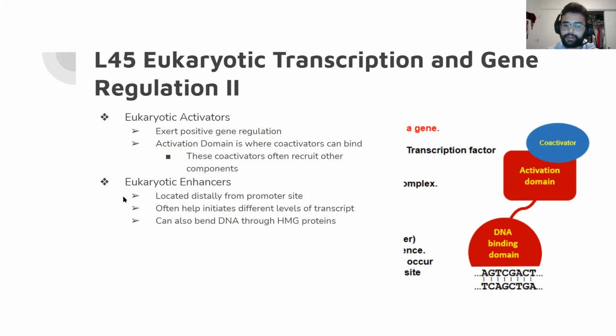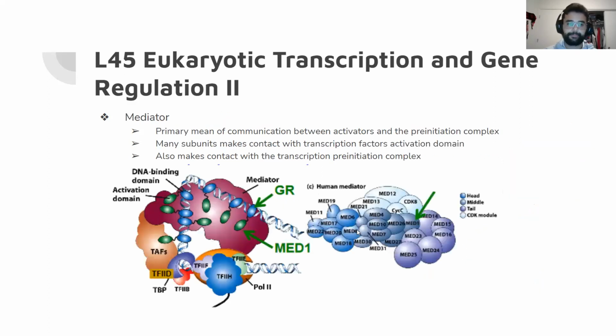We can also have eukaryotic enhancers. These are located distally from the promoter sites, as we talked about before, and these often help initiate different levels of transcripts. We can actually even bend the DNA in certain ways to promote transcription through something called our HMG proteins. So now that we have these transcription factors, they're going to actually call in the mediator.